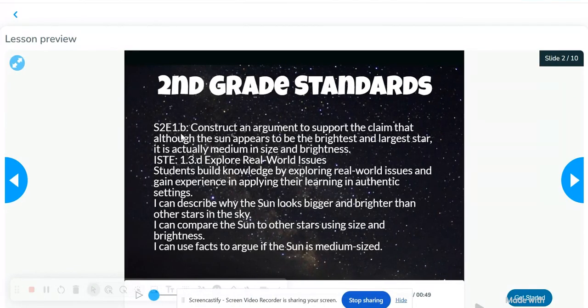My second slide is the standards, which this lesson will go over. Standards: S2E1B, which is about constructing an argument, and ISTE standards 1.3D, which is about looking in a real-world perspective. I also have I can statements at the bottom, so students know what they are learning about and what they should be paying attention to.